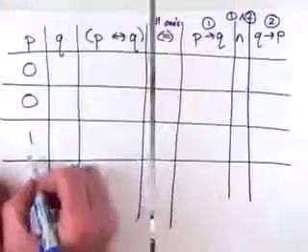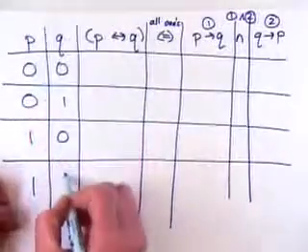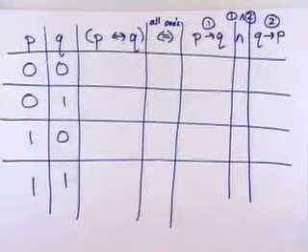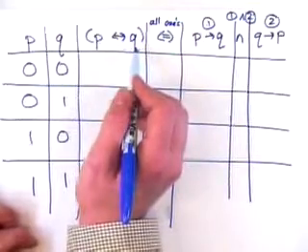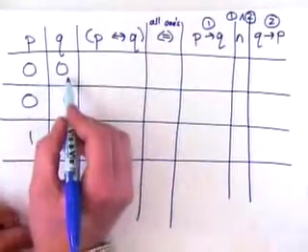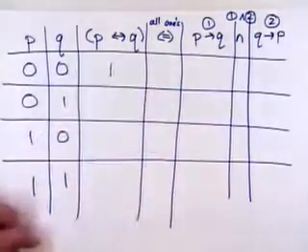Basically I'm going to be comparing this column with this column, because I'm going to be anding those two values on the right-hand side. So I'm going to say the left-hand side's equivalent to the right-hand side. Okay, so let's fill out the values: 0011 for P, 0101 for Q, going down the column.